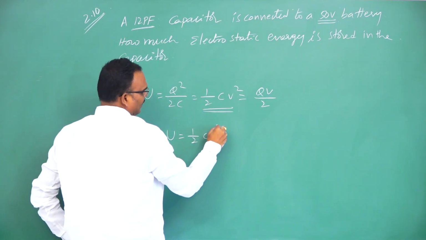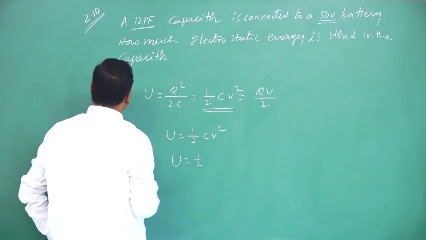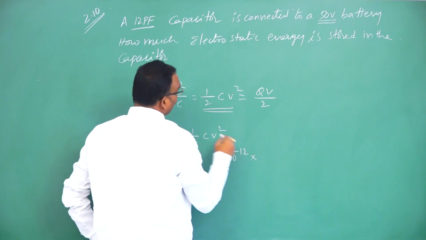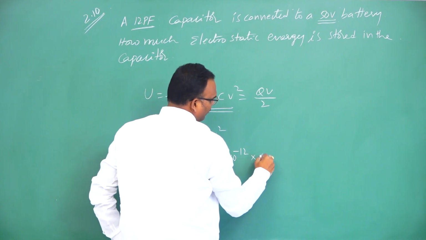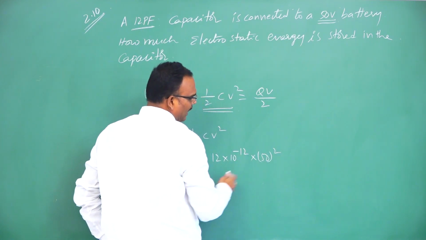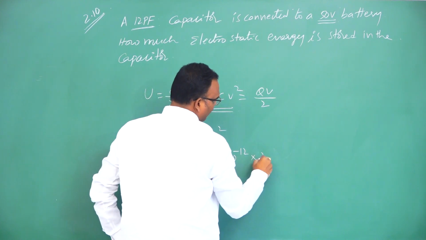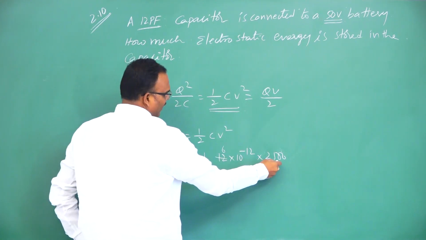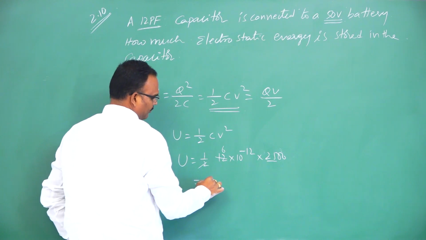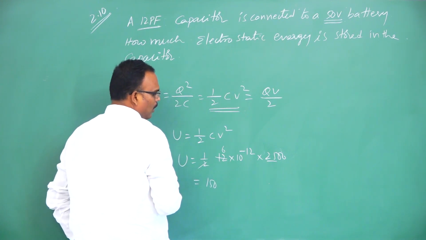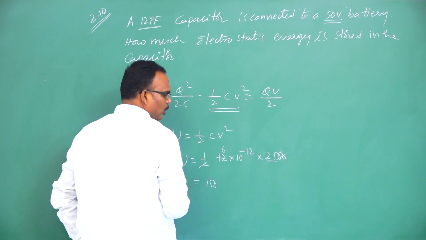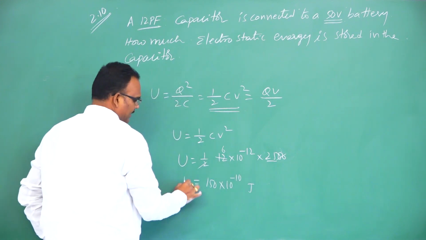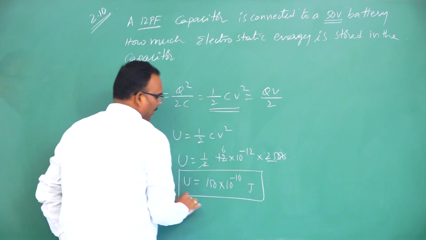So U is equal to half CV square. U is equal to half into capacitance, 12 picofarad, that is 12 into 10 to the power of minus 12, and potential difference is 50, 50 whole square, that I can write 2500. Here the 10 power 2 cancels, then we get into 10 power minus 10 joules. So this is the energy stored in the capacitor.